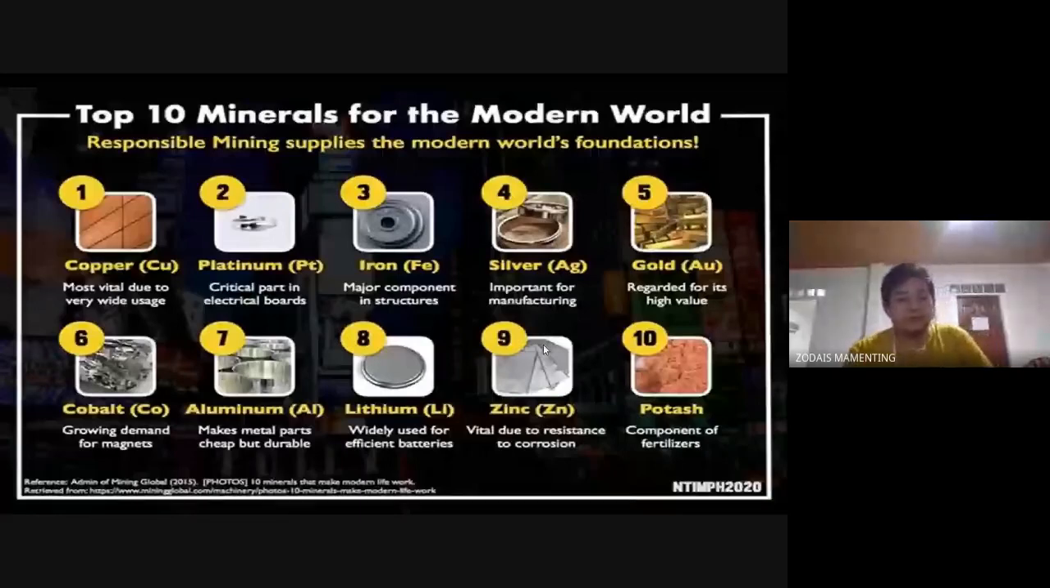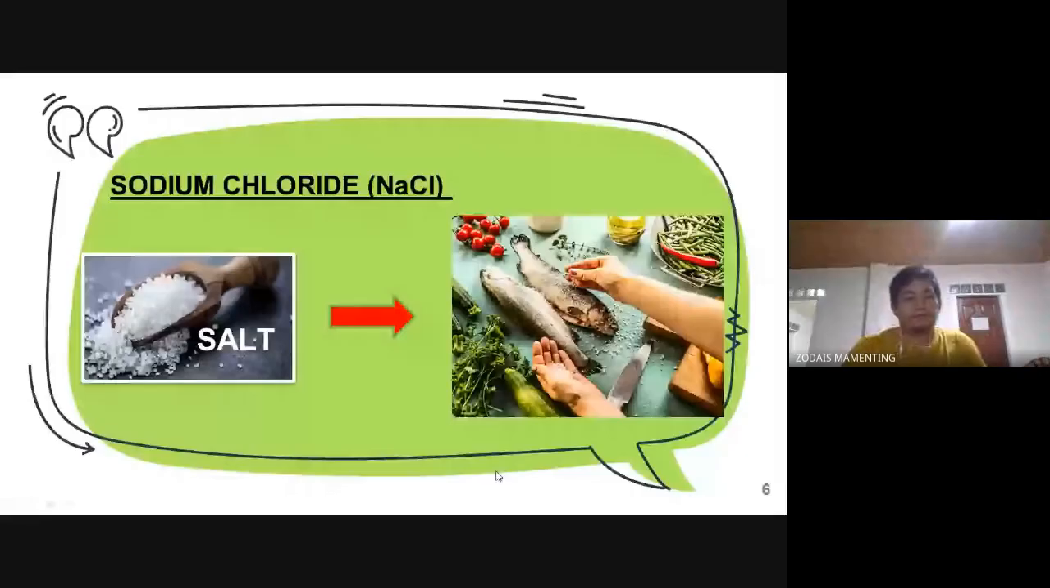So these are some examples of minerals that you can find in your home, in your gadgets, in your own technologies. First is salt. Salt is a mineral. Salt is sodium chloride.